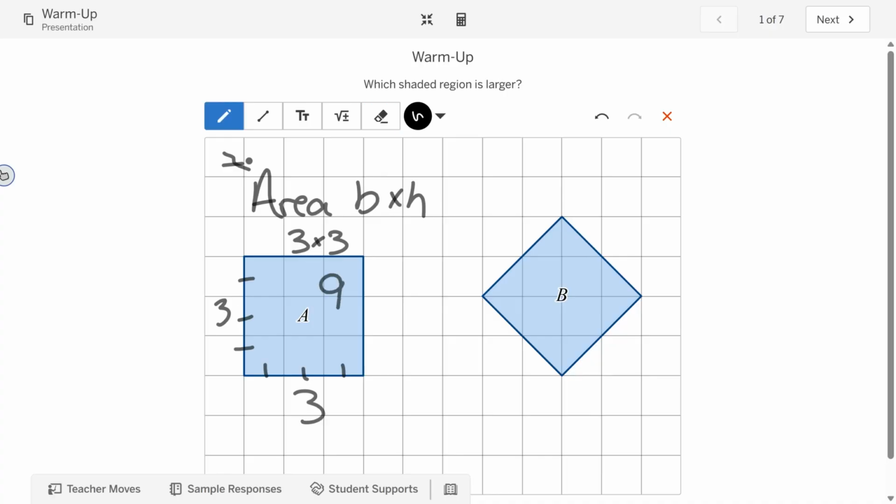But now if we're looking at B, it's a little bit harder to tell. There are a couple ways we could do this. One way would be if we just count the squares. So I've got 1 square, 2 square, 3 square, 4 square. But then I've got these little half squares here. If I put these half squares together, they're going to make a full square. So this would be my square 5, square 6, square 7, and square 8. So based on my counting method, I think the area of square B would be 8 square units.